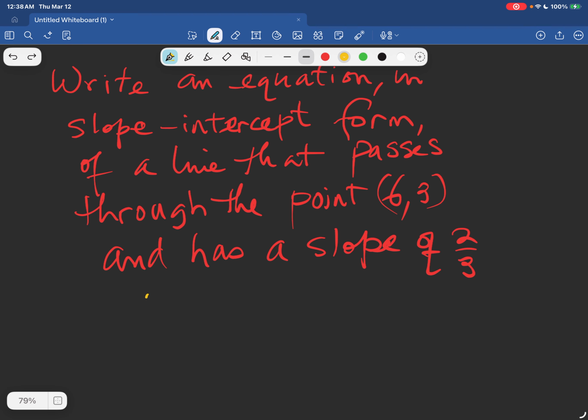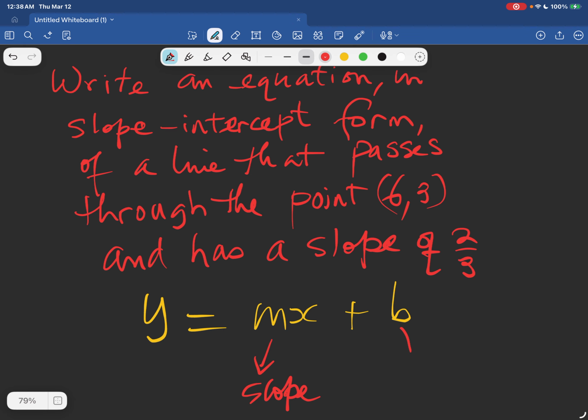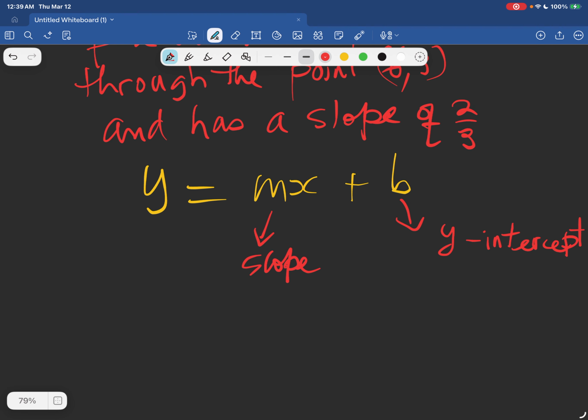y equals mx plus b, where m is the slope of the line, the number before x, the coefficient of x, and b is the y-intercept. What do we mean by y-intercept? The y-intercept is the point where the line touches the y-axis.